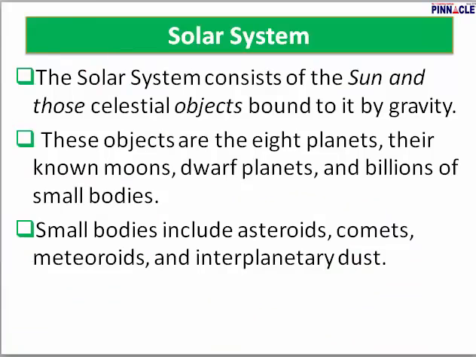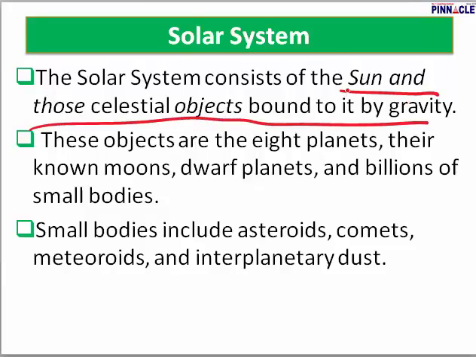What exactly is the solar system? What is it that we refer to as the solar system? The solar system is the sun and those celestial bodies which are bound by the gravity of the sun. What is a celestial body? A celestial body is anything that you see in the sky.